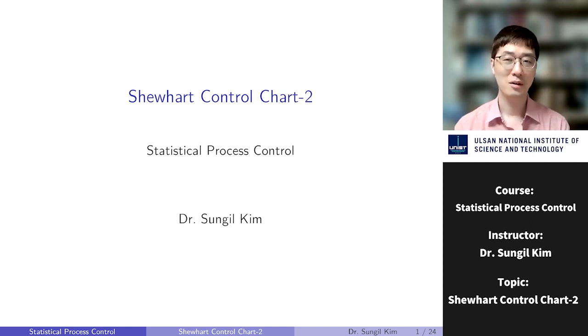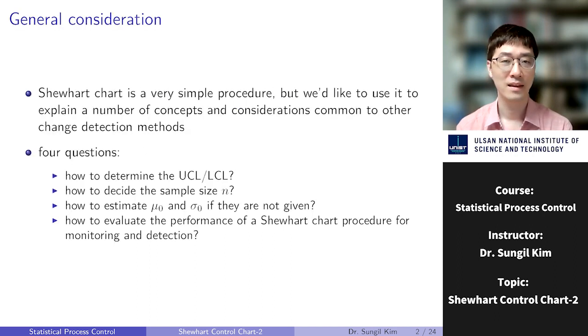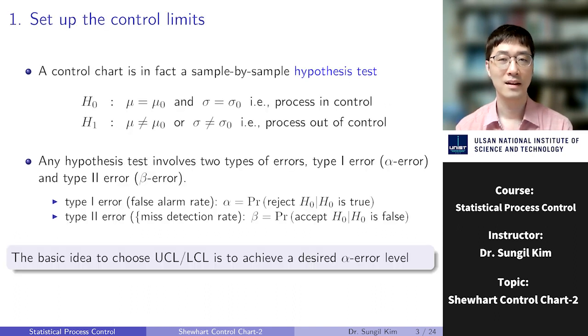Today, we are going to talk about 4 questions that need to be answered when you construct a control chart. They are how to determine the upper control limit and lower control limit, how to decide the sample size, how to estimate mu0 and sigma 0 if they are not given, and how to evaluate the performance of the control chart. Let me start with the first one, how to determine the upper control limit and lower control limit.